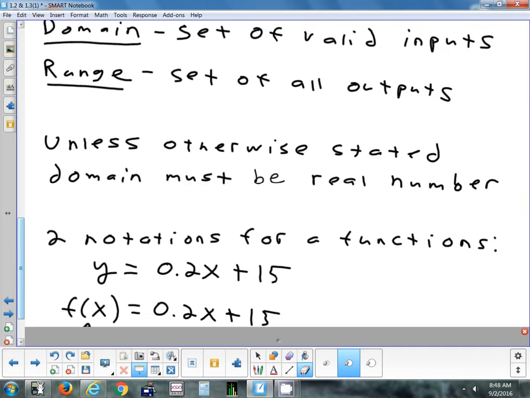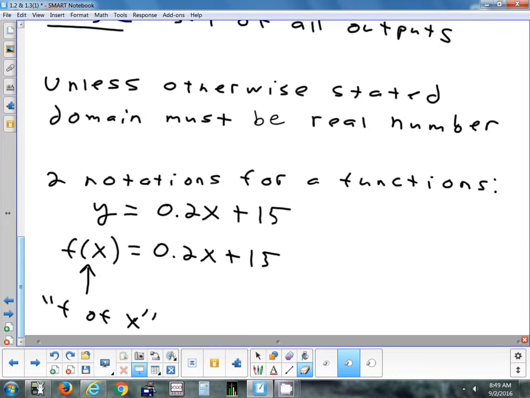When we write something as a function, there's a couple different ways we can do it. One is the way we've been doing it, y equals notation. But then we also have this other notation below it. Does anybody know how you pronounce what's on the left-hand side here? What is it? Yes, f of x. Just a different notation for a function.